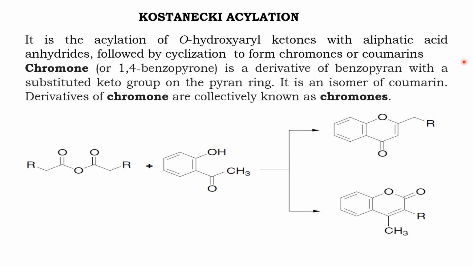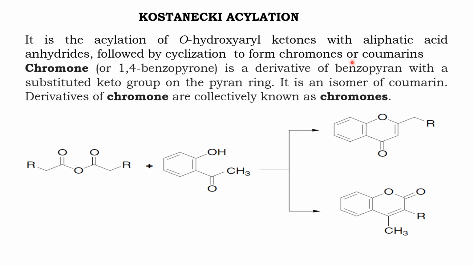We start with the Kostanecki acylation reaction. I hope you might have seen this reaction in your previous semesters. It is an acylation reaction of ortho-hydroxyaryl ketones with anhydrides, usually acetic anhydride, followed by cyclization to form chromones or coumarins.